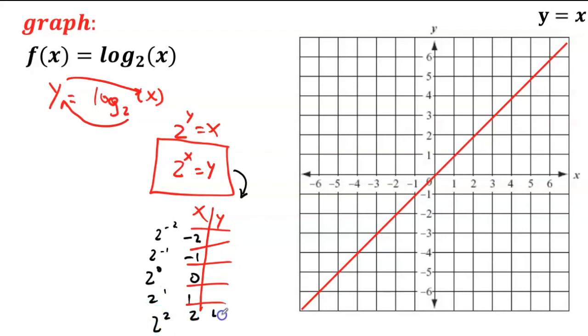2 to the second power is 4, right? I'm replacing here. 2 to the first power is 2, 2 to the 0 power is 1, 2 to the negative first power becomes a fraction, 1/2, and 2 to the negative second is going to be 1 over 2 squared, which is 1/4. Now I'm going to plot these values in here. So negative 2 is 1/4, negative 1 is 1/2, 0 is 1, 1 is 2, and 2 is 4.